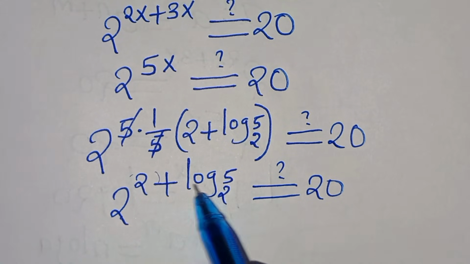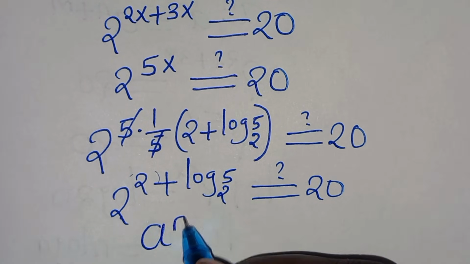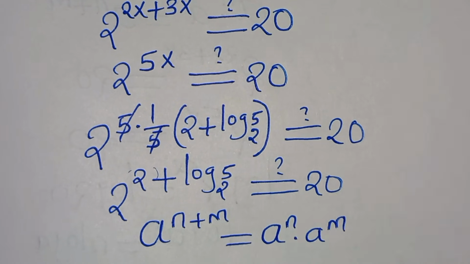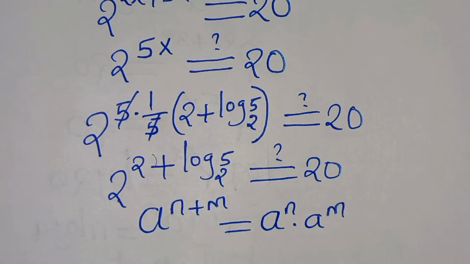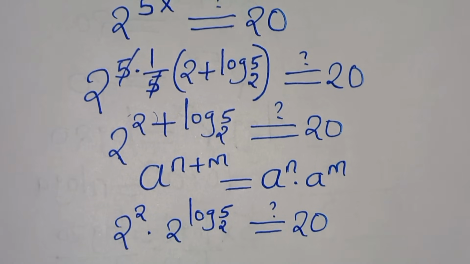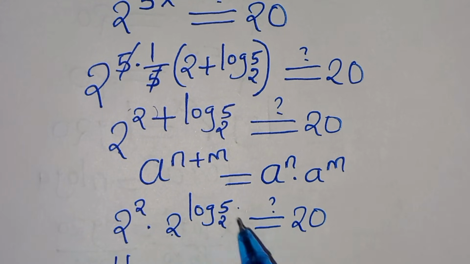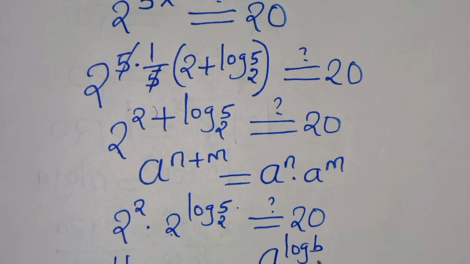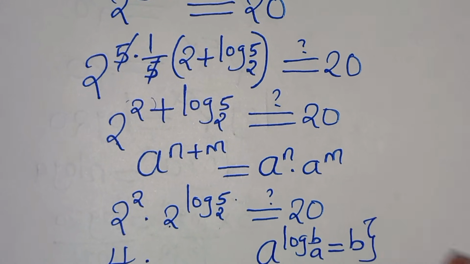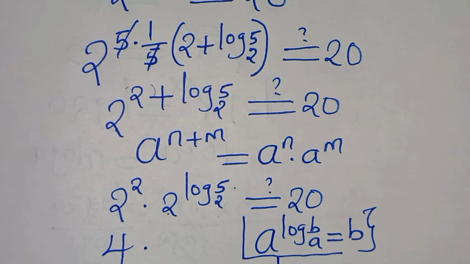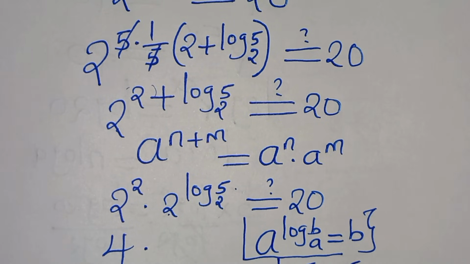Now, 2 to the power of 2 plus log 5 to base 2 is in the form of a to the power of n plus m, which we can express as a to the power of n times a to the power of m. Applying this property, then we have 2 to the power of 2 times 2 to the power of log 5 to base 2. 2 to the power of 2 is actually equal to 4, times 2 to the power of log 5 to base 2. This is in the form of a to the power of log b to base a, which is supposed to give us a value of b. Applying this logarithm property, here 2 to the power of log 5 to base 2 gives us a value of 5.